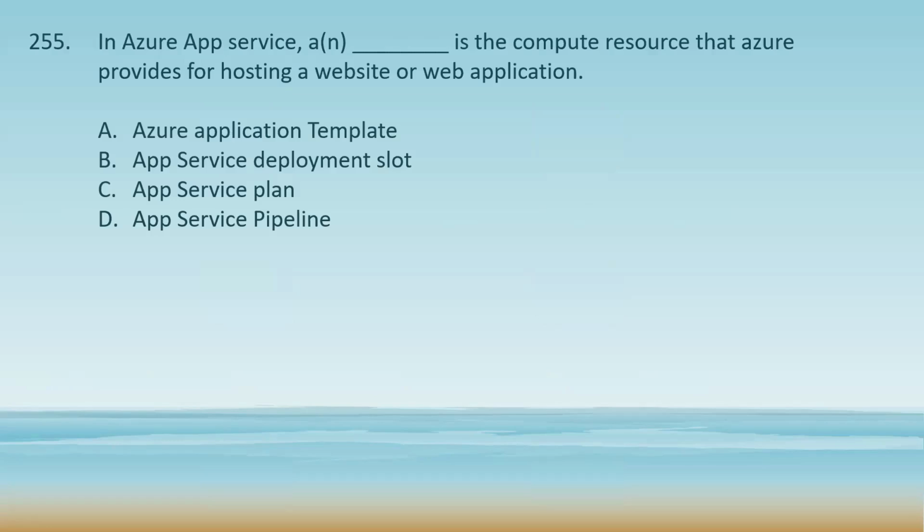In Azure App Service, a or an dash is the compute resource that Azure provides for hosting a website or web application. And your options are Azure Application Template, App Service Deployment Slot, App Service Plan, App Service Pipeline. And the correct answer here is option C, App Service Plan.